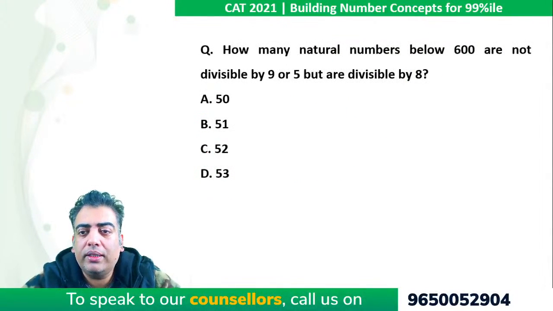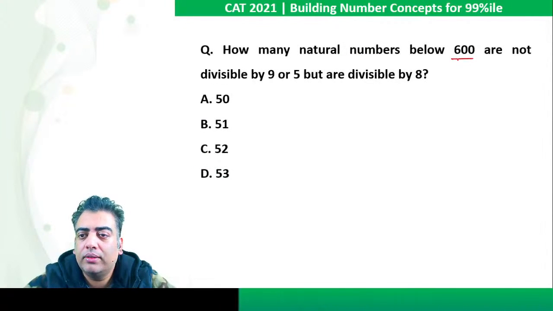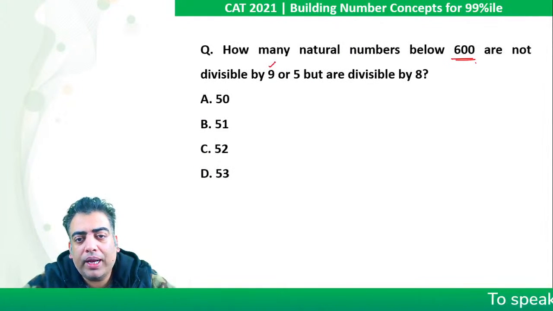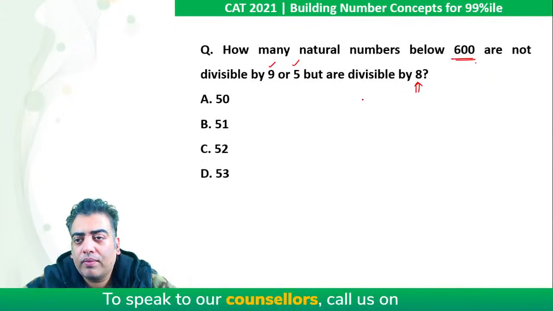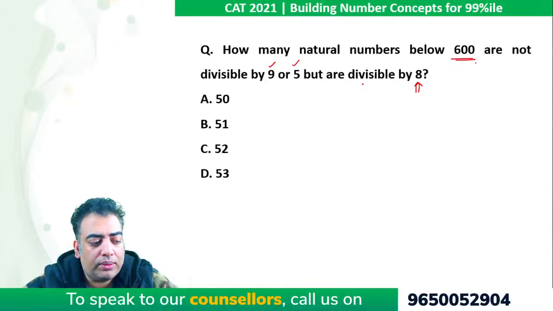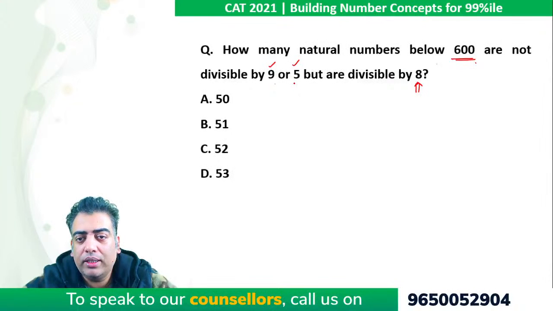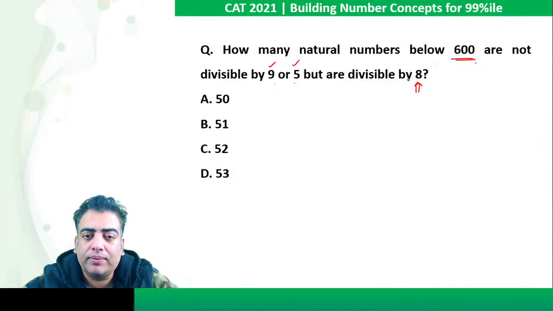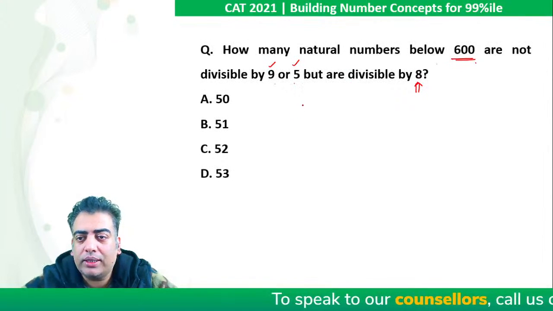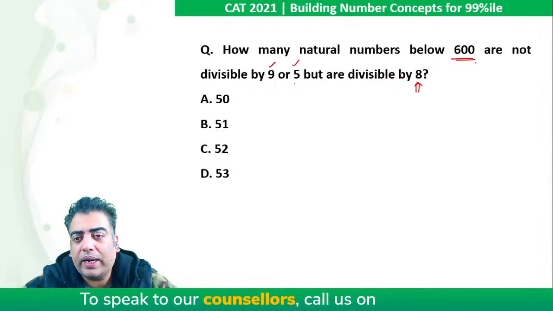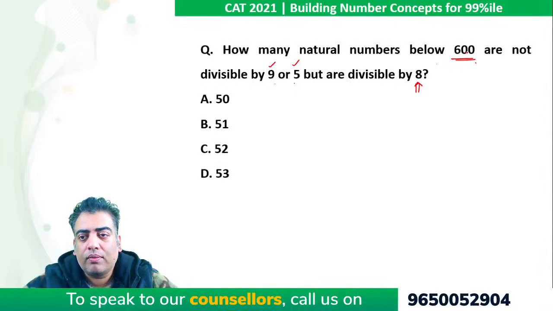Here it says how many natural numbers below 600 are not divisible by 9 or 5 but are divisible by 8. How many natural numbers are there smaller than 600 which are not divisible by 9 and 5 but are divisible by 8. So in order to solve such a question we need to understand whether these numbers are factors of the given number or not. Alright, so like 600 is not divisible by 9 but is divisible by 5 or 8.